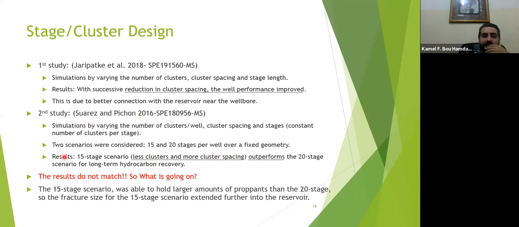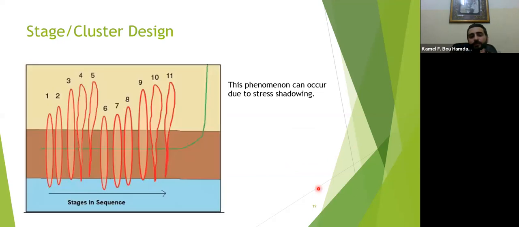If you look at the second study again, they found out that the 15 stage scenario, which has lower clusters, was able to hold more amounts of proppants. So if it holds more amounts of proppants, this means that the fracture itself is larger than, let's say, the fracture area of the 20 stage. So the 15 stage scenario can hold more proppants, has a bigger or larger fracture geometry than the 20 stage case. Now this can be attributed to something we call stress shadowing.